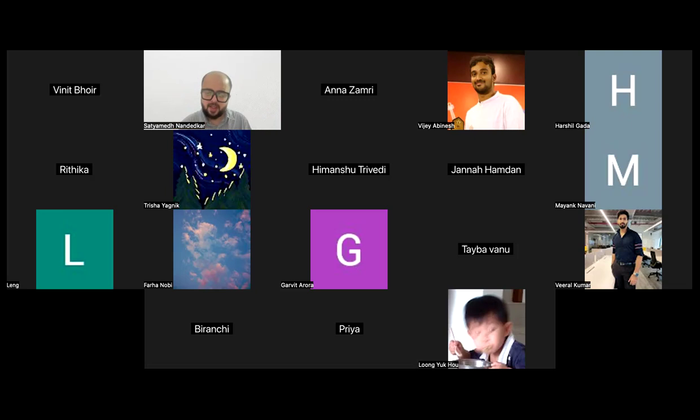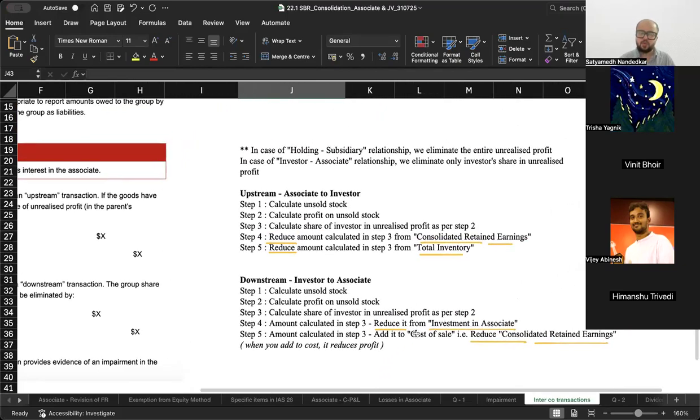Now, looking at some intercompany transactions between the investor and the associate, let's have a look at how those transactions could appear. At this stage, all I'm going to do is discuss the steps with you. In case of an investor-associate relationship, if there is an upstream transaction, goods sold by the associate to the investor, what you have to do is calculate the unsold stock, profit on unsold stock, share of investor in unrealized profit, reduce consolidated retained earnings, reduce inventory. The difference between this and a subsidiary is that in a subsidiary, you don't calculate the holding company share in unrealized profit. The entire profit is unrealized profit. Here you calculate the investor's share in the unrealized profit.